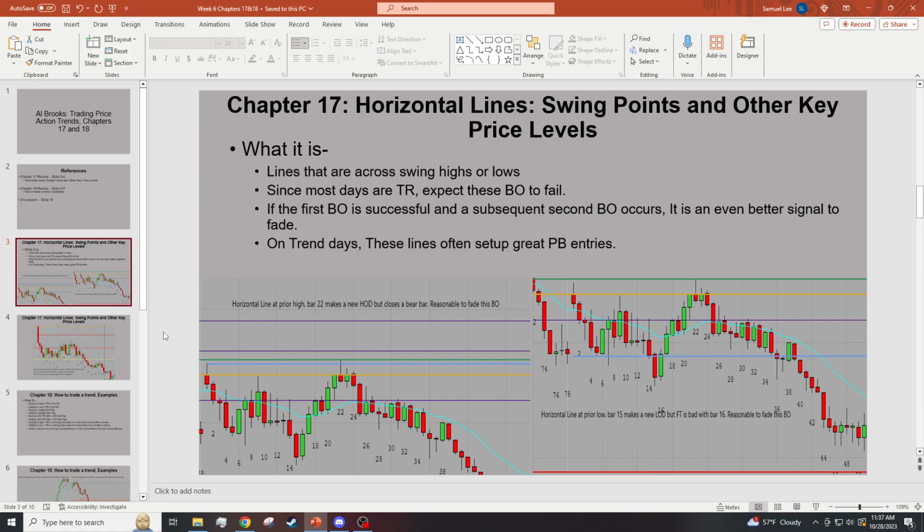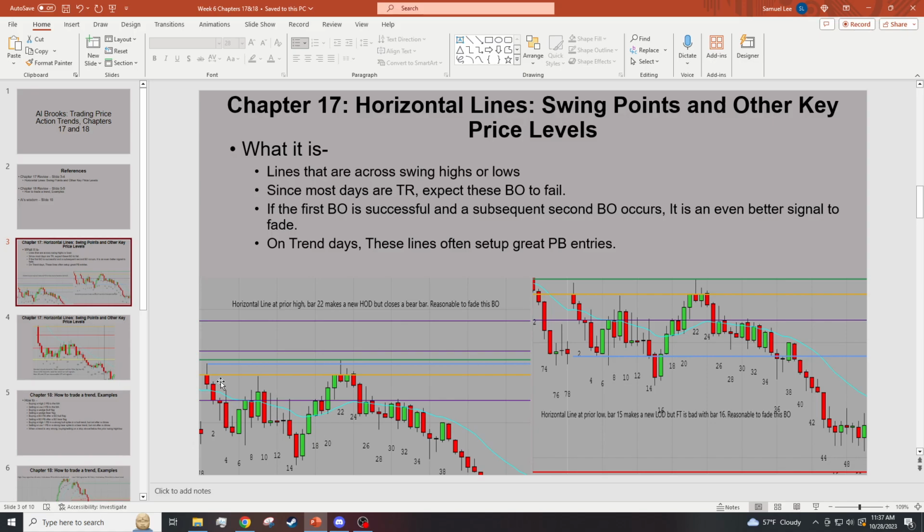So what are you talking about? Since most days are trading range days, and second entries usually have better probability, he considers a subsequent second breakout on a trading range day to be a second entry. On trend days, these lines often set up great pullback entries, and I have an example of a trading range day and a trend day in the E-mini.